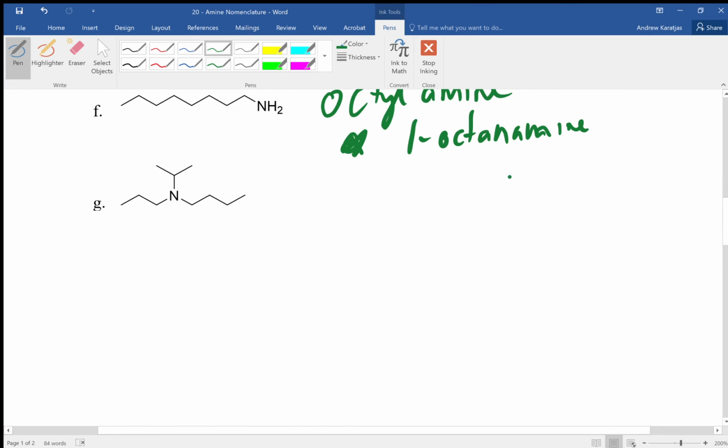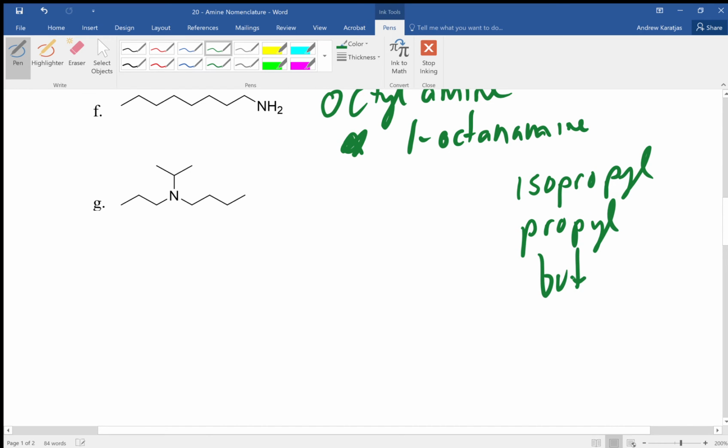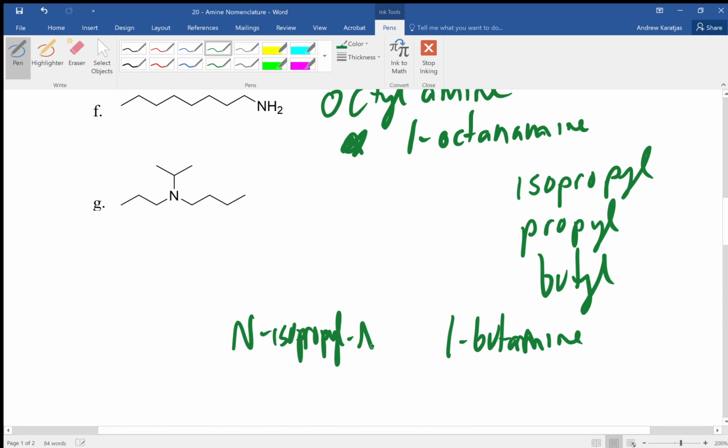Part G, we have an isopropyl group, a propyl, and a butyl. Again, with 3 different groups, we're going to use the more formal name. So we use 1-butanamine as the parent, and then we would call it N-isopropyl, N-propyl.